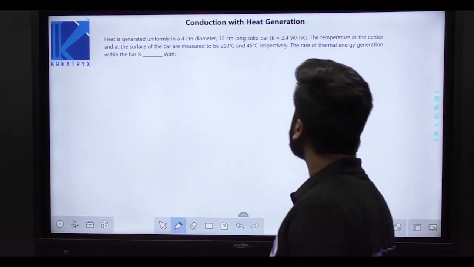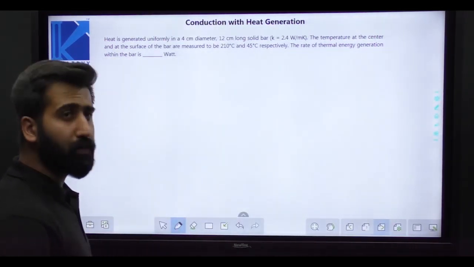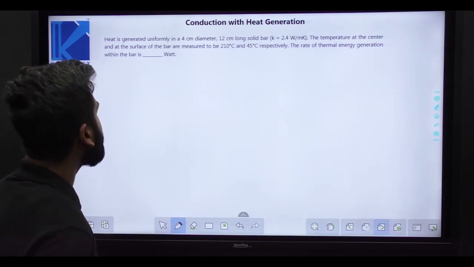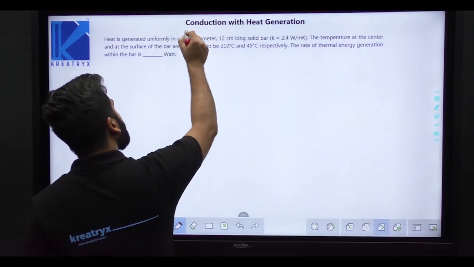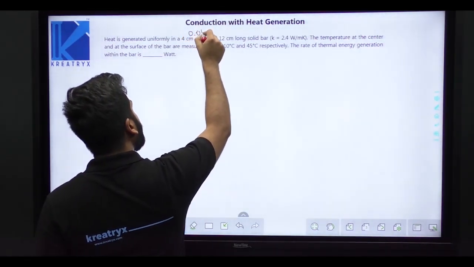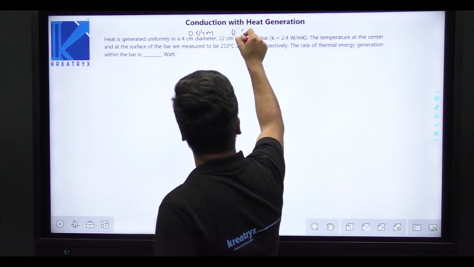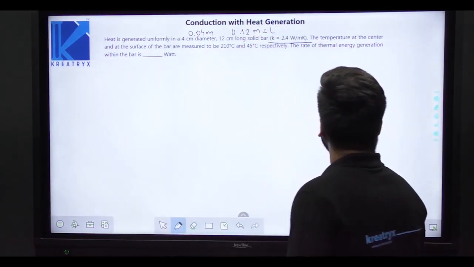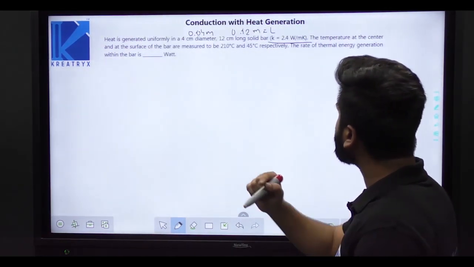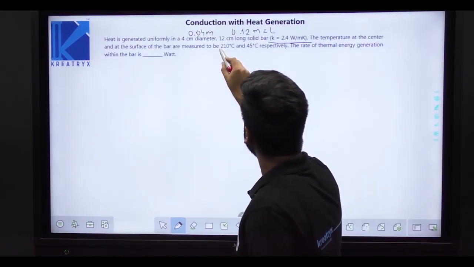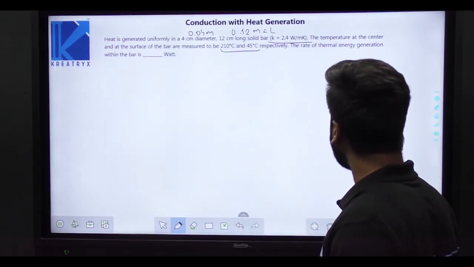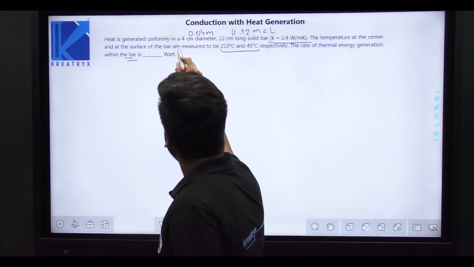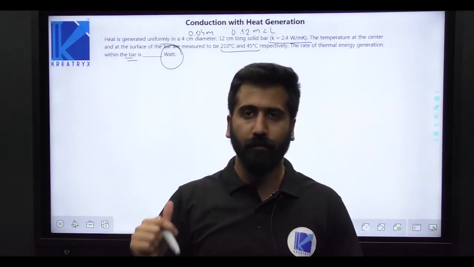Next is the question from conduction with heat generation. Heat is generated uniformly in a 4 centimeter diameter, 12 centimeter long solid bar. So this is 0.04 meter diameter and 0.12 meter is its length. Thermal conductivity is given. The temperature at the center and at the surface of the bar are measured to be 210 degrees Celsius and 45 degrees Celsius respectively. The rate of thermal energy generation within the bar is in watt. Be careful, you have to fill the answer in watt.